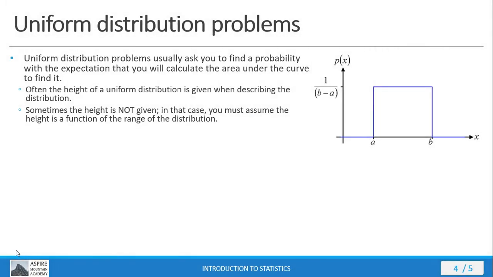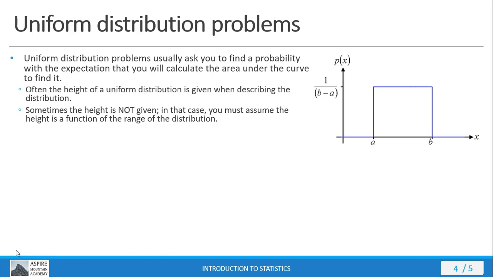Let's look at some key things to look at when solving uniform distribution problems. So usually when you get a problem involving a uniform distribution, you're going to be asked to find a probability. And it's going to be expected that you're going to find that probability by calculating the area under the curve.